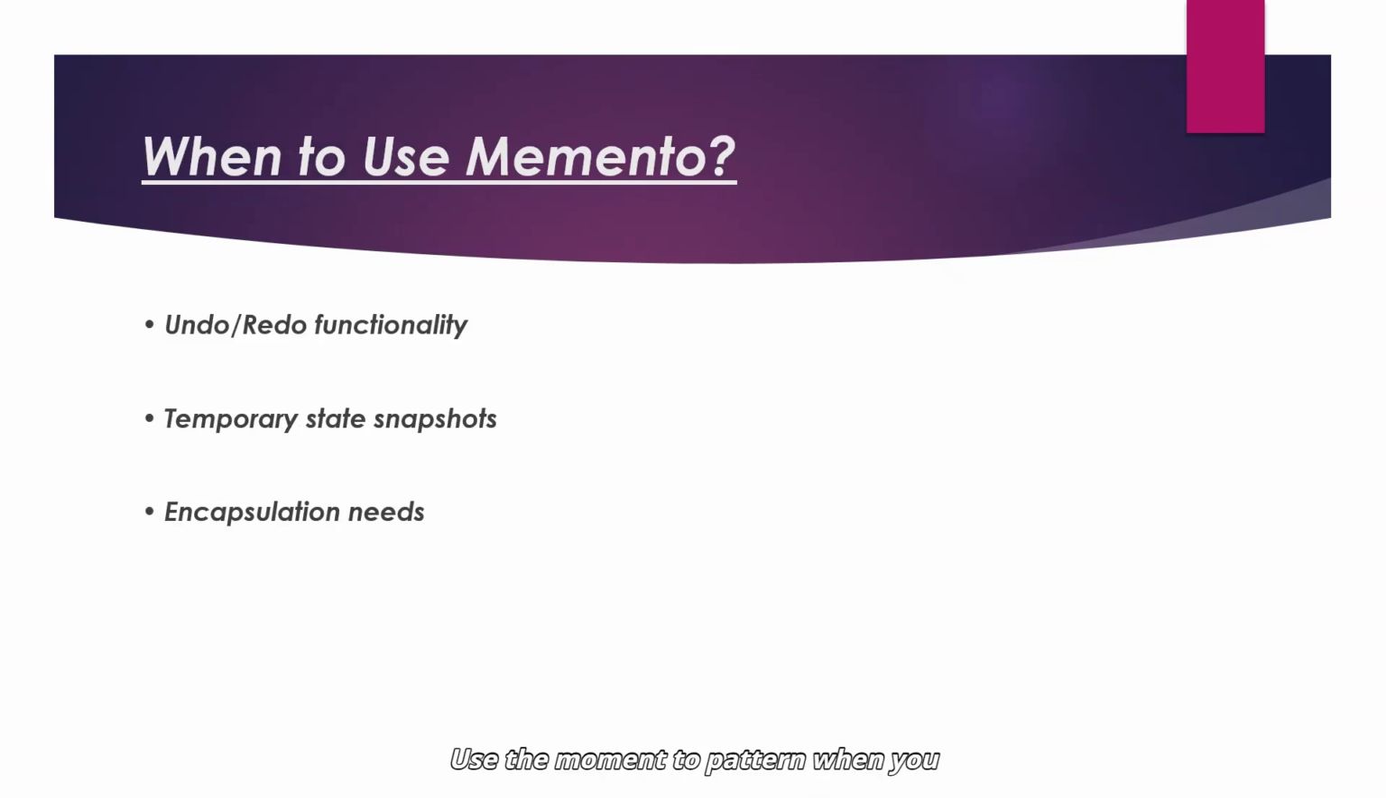Use the memento pattern when you need undo or redo features. You want to checkpoint an object's state, or you want to implement state recovery after failures without breaking encapsulation. It's highly useful for text editors, gaming systems, and even financial applications where rolling back transactions safely is critical.